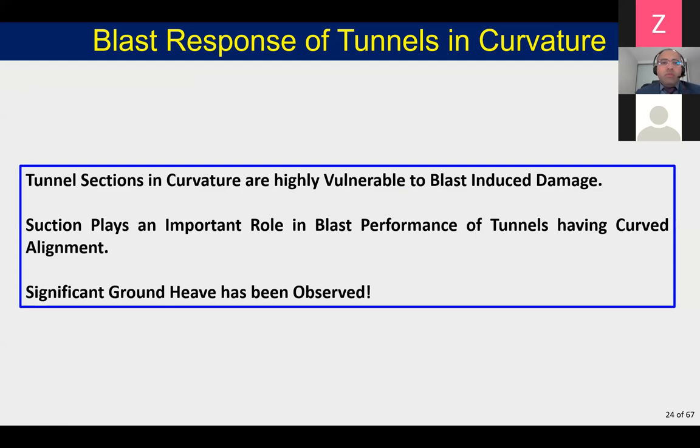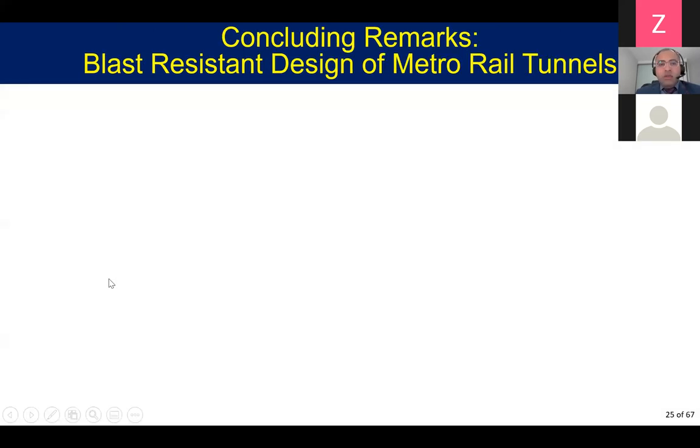So what we observed based on the blast response of the tunnel and curvature is that suction really plays an important role, especially when you are talking in terms of blast load placed at the curvature or the center of the tunnel. And tunnels are highly vulnerable to blast-induced damage. And then significant ground heave was also observed. That's what I just talked about in the last slide.